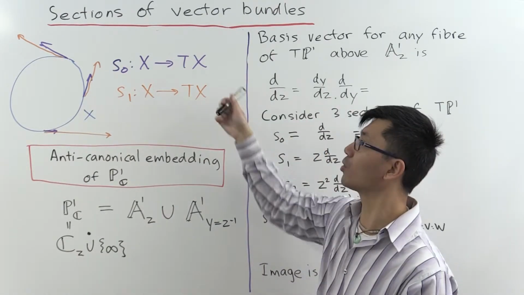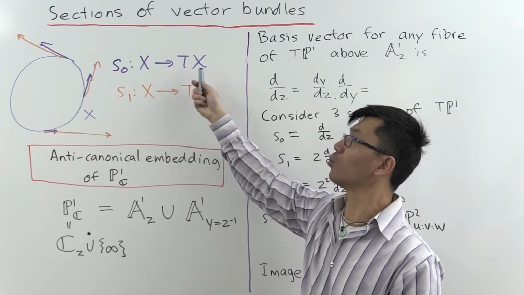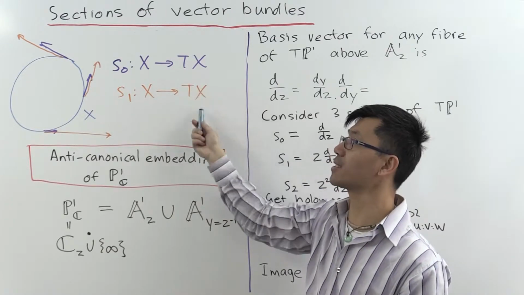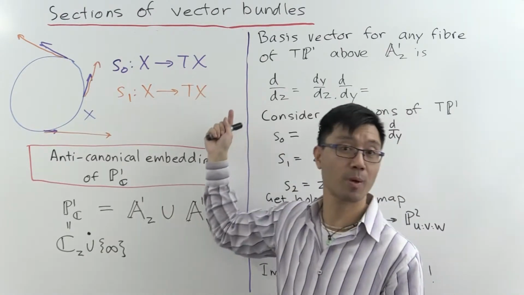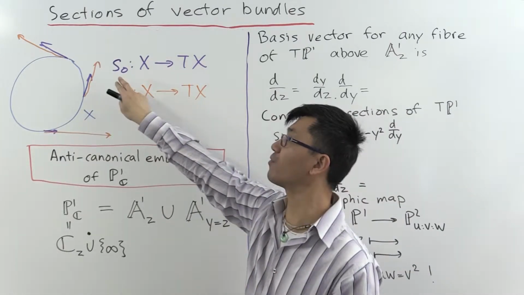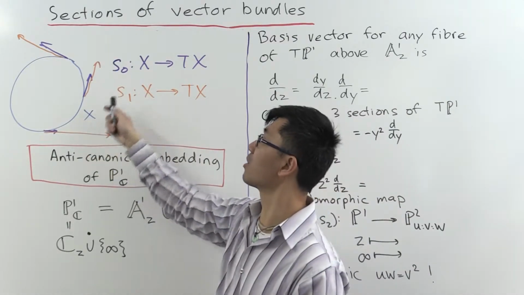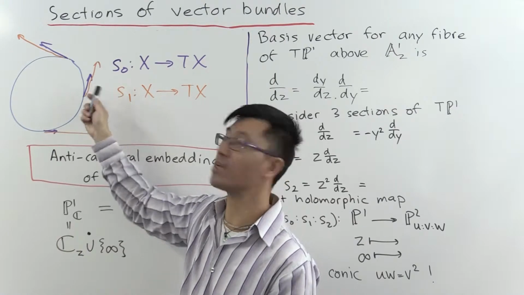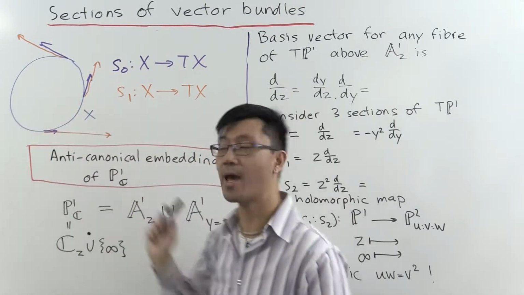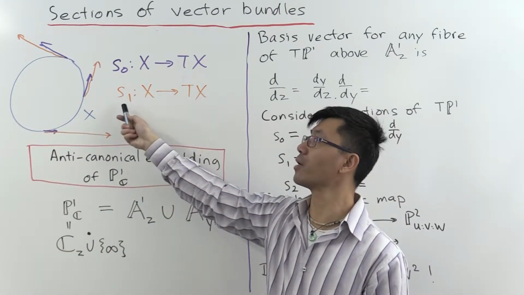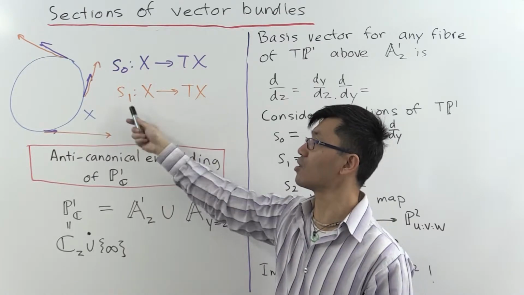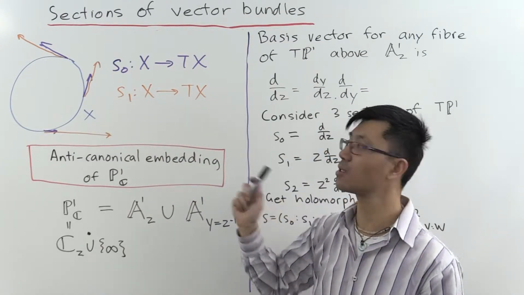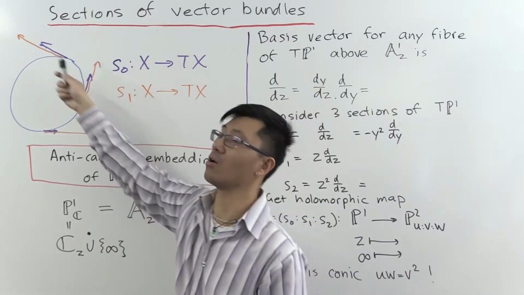And here we're going to look at the line bundle, which is the tangent bundle, so Tx. And so sections correspond to vector fields. So suppose you have a vector field like S0, which is given by the purple. So there's a tangent vector at each point of this x, and an orange vector field, so section S1 from x to Tx, so it's given by these orange arrows.